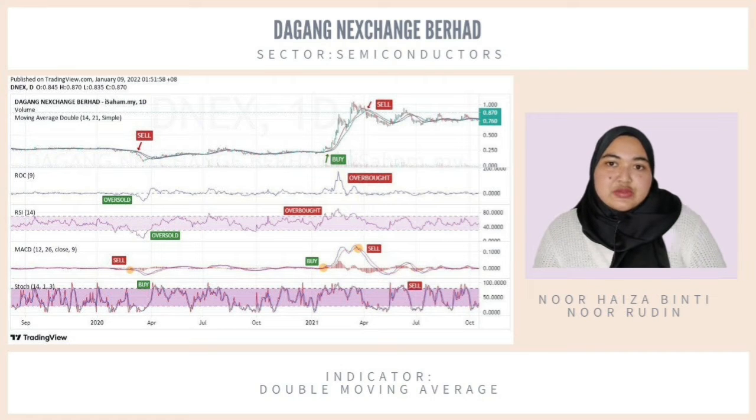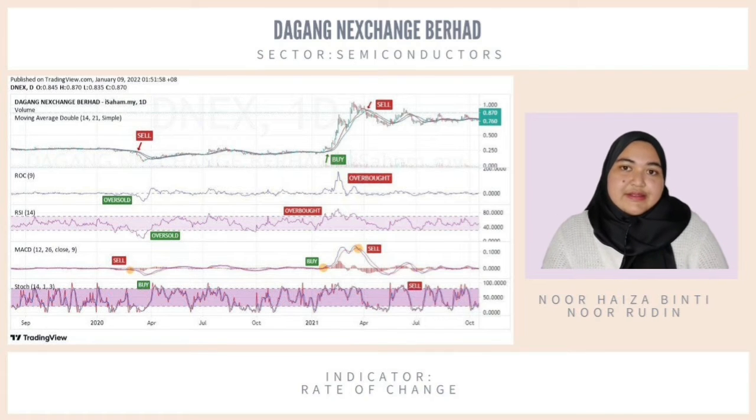Later in April 2021, the trend line went down, which resulted in a sell signal for traders to sell their stock before any huge losses occurred. Second, the rate of change.